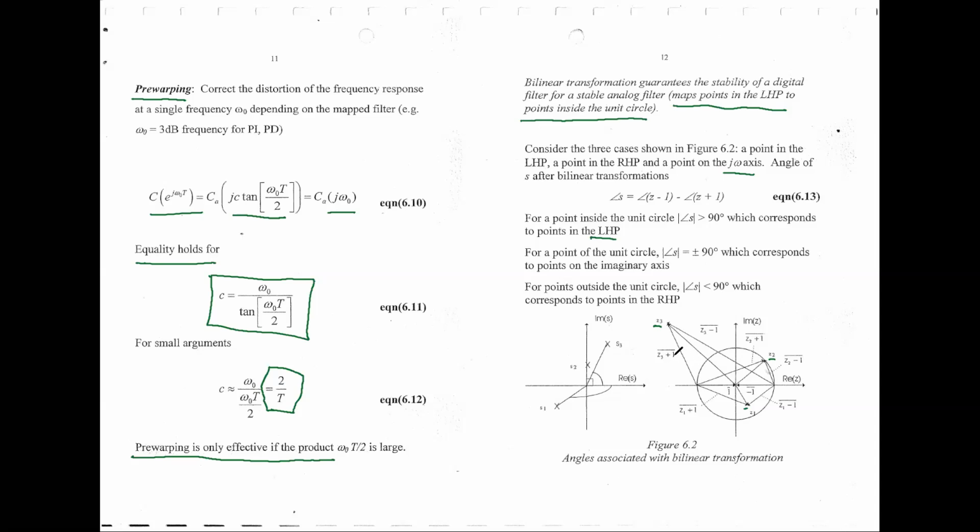So that is the difference between the angle of Z minus 1 and Z plus 1, so Z3 minus 1 and Z3 plus 1. The difference in these angles is the angle of that Z3, using equation 6.13. So these are the angles associated with the bilinear transformation.